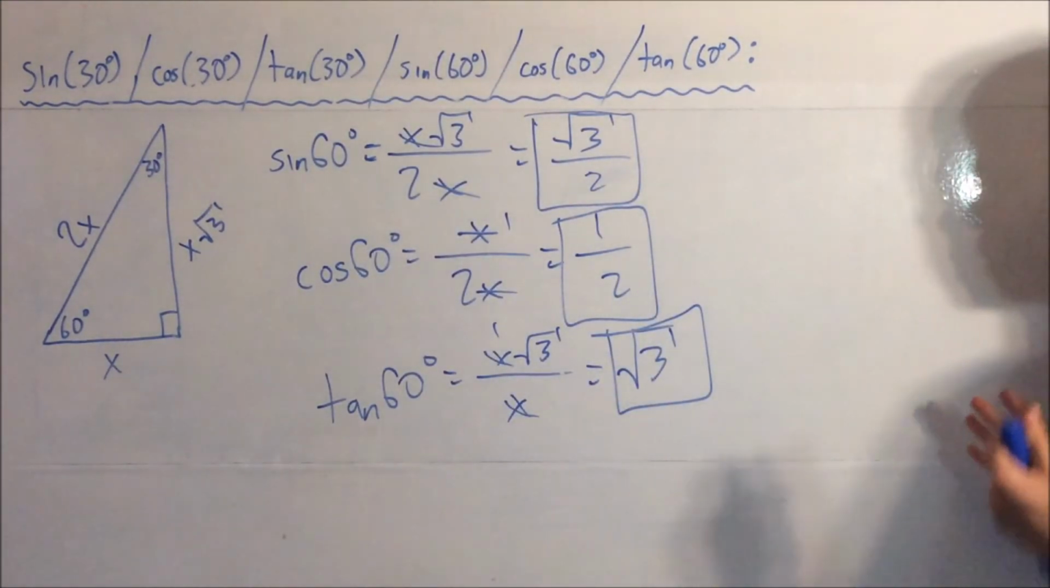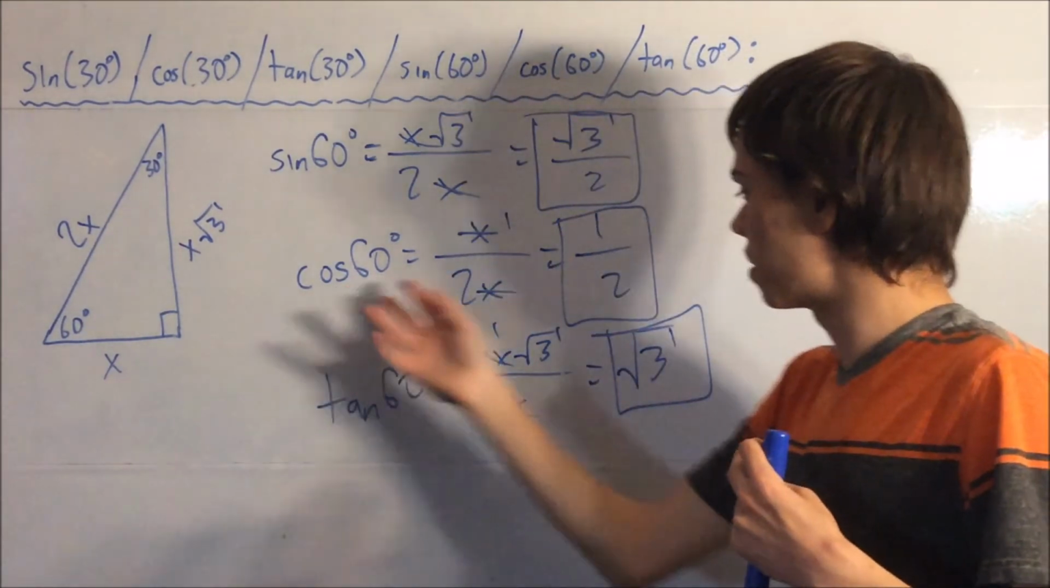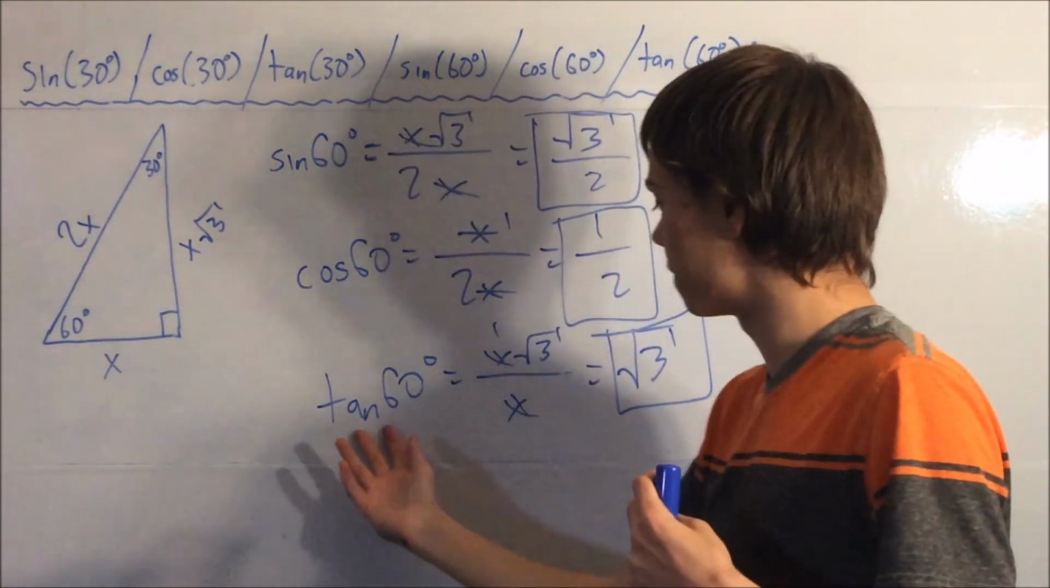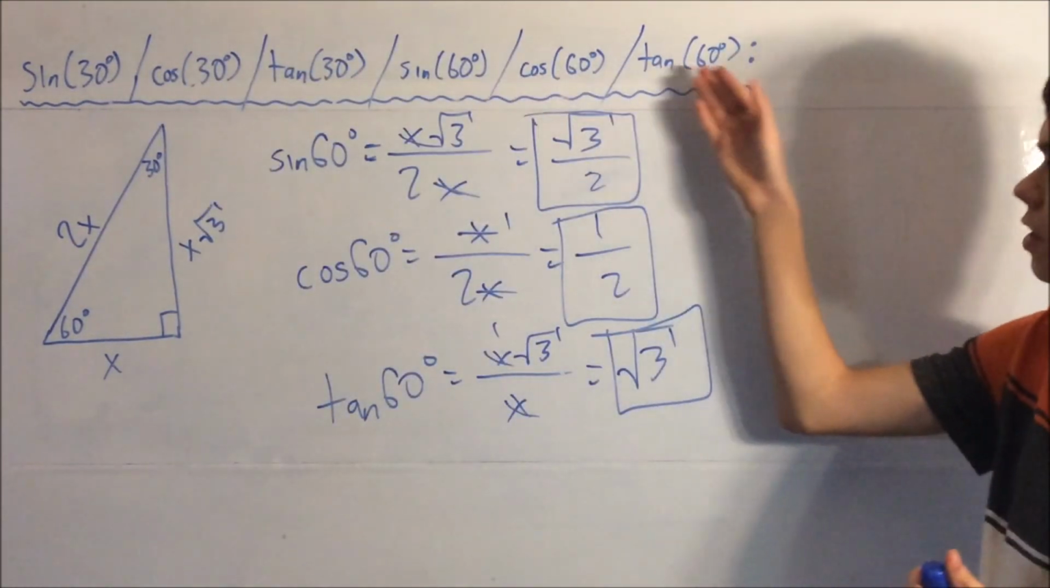And so this is what the sine of 60 degrees would be. It's radical 3 over 2. Cosine of 60 degrees is 1/2. And the tangent of 60 degrees is radical 3. So this covers all 6 of these trig values.